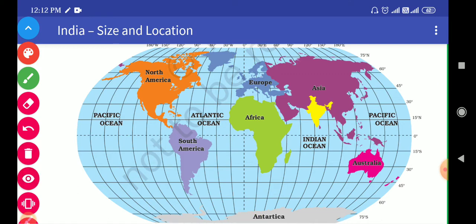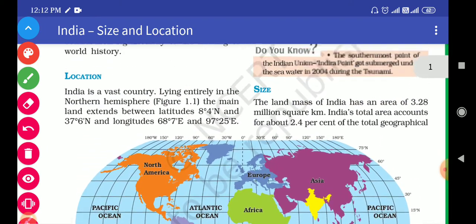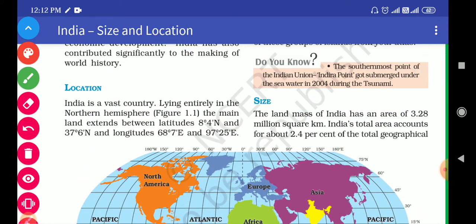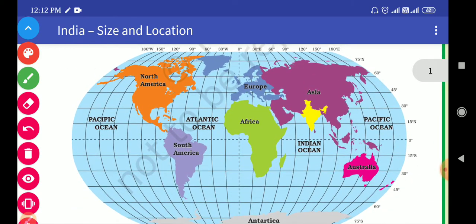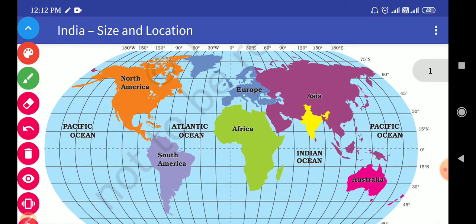First, as you see, the line is written that India lies in the northern hemisphere. What is the meaning? How do we know it? The first thing that we have to find out is, in the middle of the world map, you see this dotted line. This dotted line is the equator.